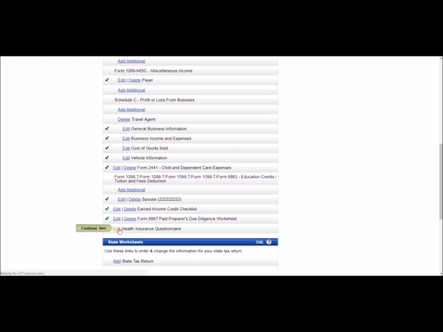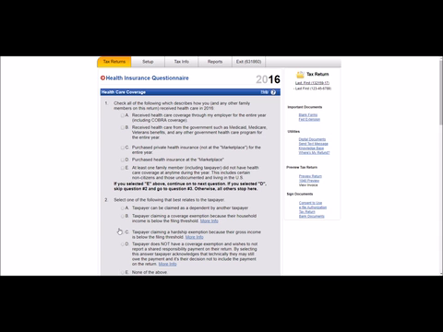Click Edit next to Health Insurance Questionnaire. Check the boxes that apply to the taxpayer and their tax household. A. They had healthcare coverage through an employer. B. They received healthcare through the government. C. They purchased private health insurance.